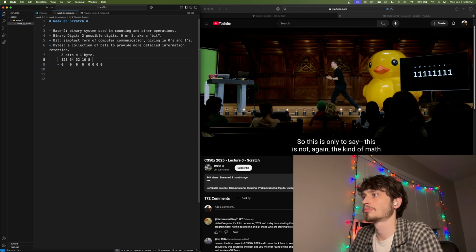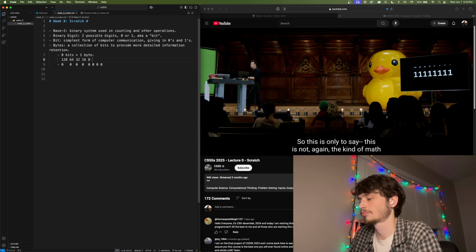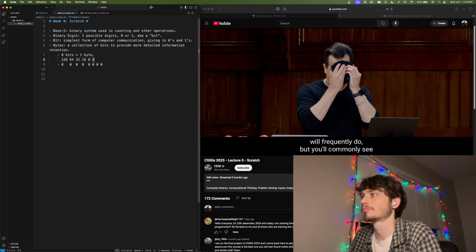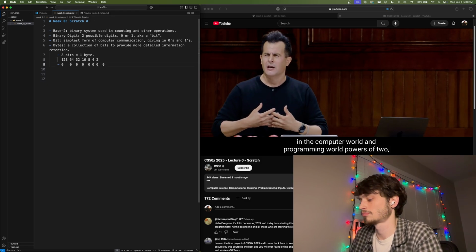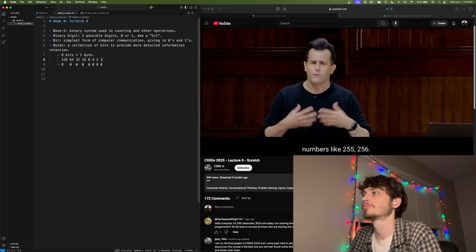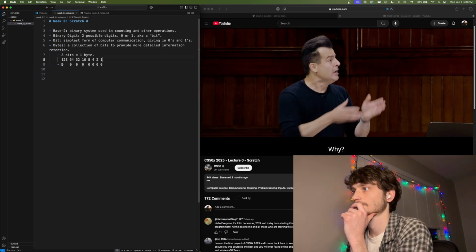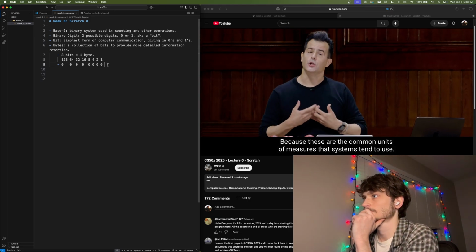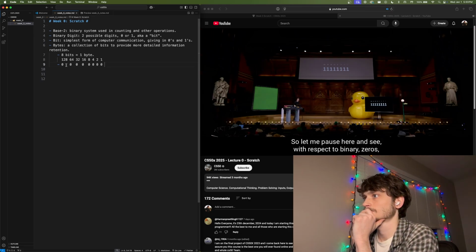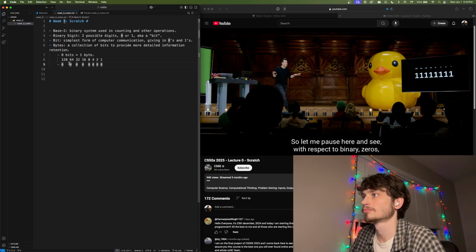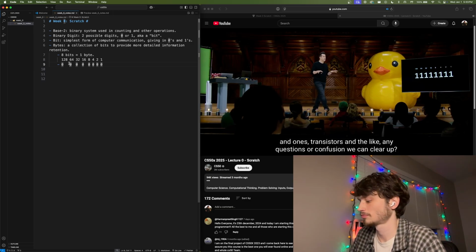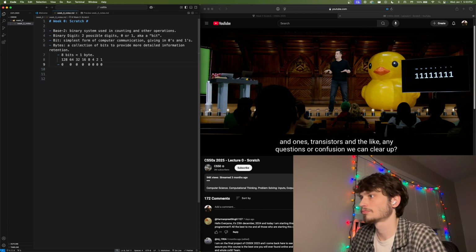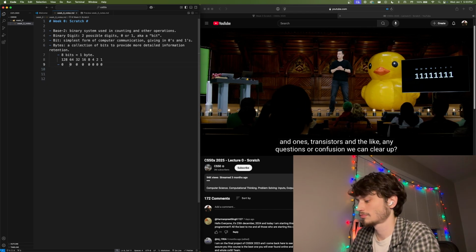So this is only to say, this is not, again, the kind of math we'll frequently do, but you'll commonly see in the computer world and programming world powers of 2, numbers like 255, 256, because these are the common units of measure that systems tend to use. So let me pause here and see, with respect to binary, zeros, ones, transistors, and the like, any questions or confusion we can clear up?